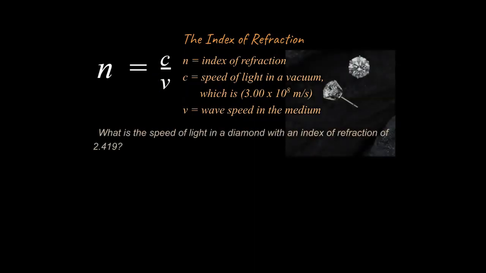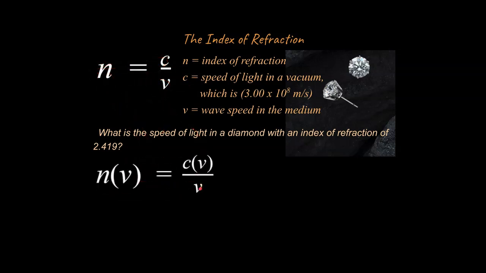So let's try a slightly more difficult problem. It says, what is the speed of light in a diamond with an index of refraction of 2.419? In other words, we have this n value, and we know what the speed of light in a vacuum is. Let's go ahead and solve for our wave speed, so how fast light travels inside a diamond. We start with this equation down here. I'm not going to have space to rewrite it, but that's what we're using.